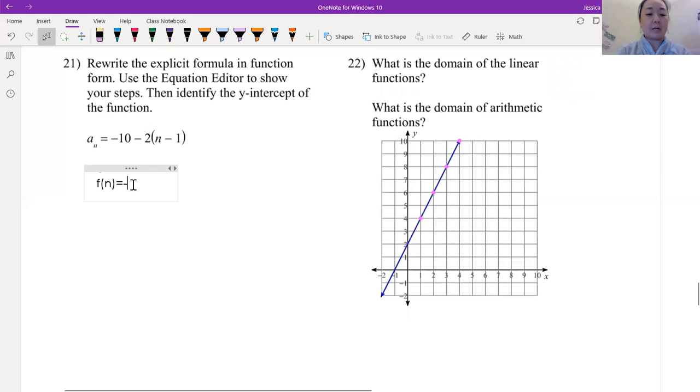Okay, so we would write -10, and then we're going to distribute the -2 all the way through. So it'd be -2n. And then -2 times -1, which is +2. Just like that. So that's going to be our first line. And then our second line, we're going to write f of n. And then what I'm going to write in there, remember, we write in our slope with the n first, so -2n, and then -10 plus 2, which would be -8.